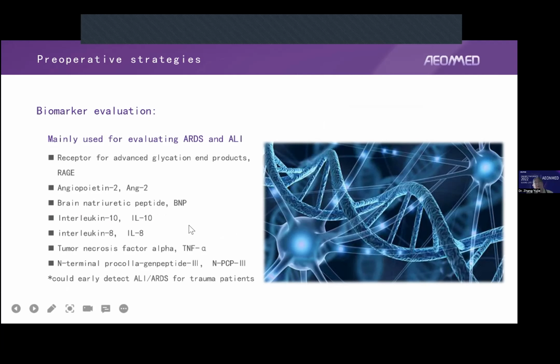And the biomarkers can also be used to evaluate, but the studies mostly concentrate on the predicting of ARDS and ALI. And I listed all these 7 markers here, which showed effectiveness in the studies, but their relationship with the PPCs still needs further research.